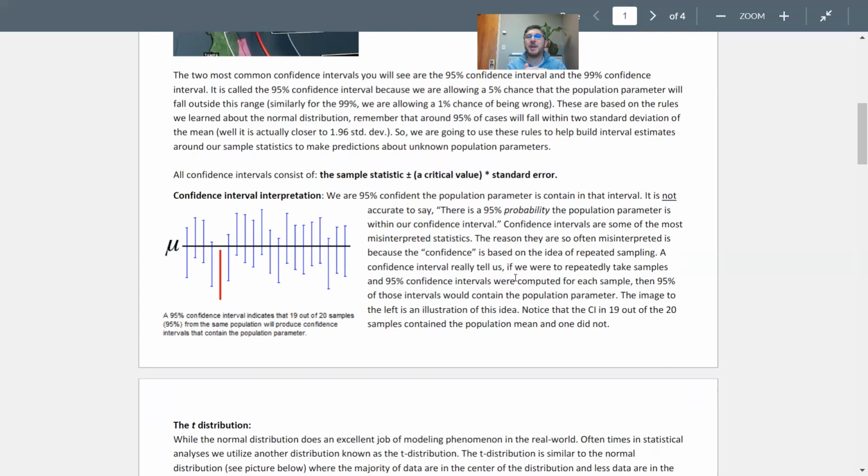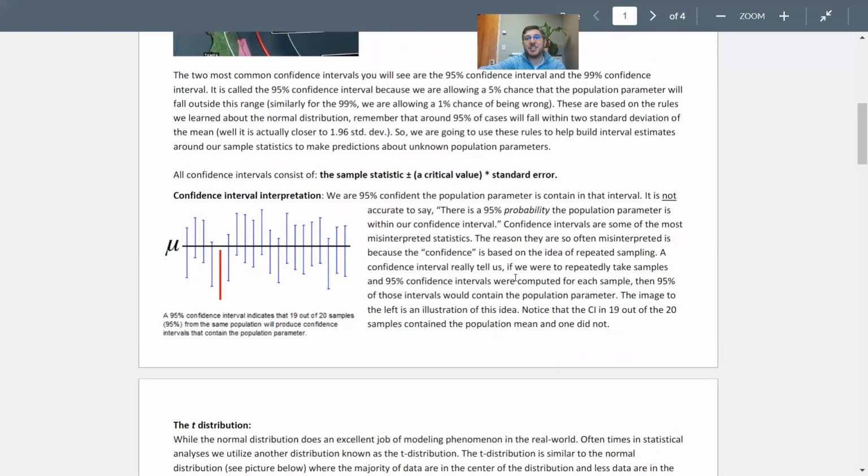These are really based on the properties of the standard deviation and the normal distribution. Remember that around 95% of cases will fall within 2 standard deviations of the mean. So we will use these principles to help build our confidence intervals.